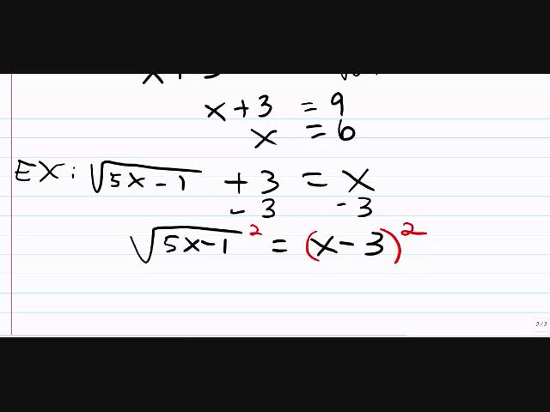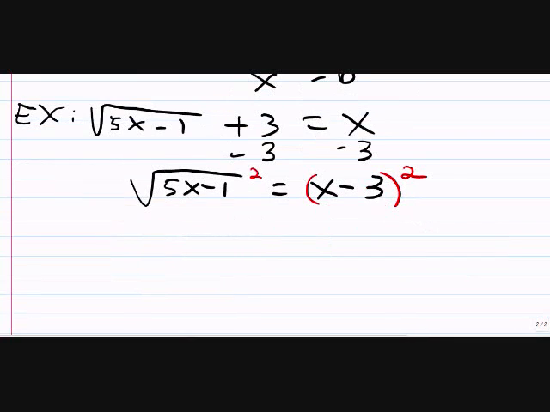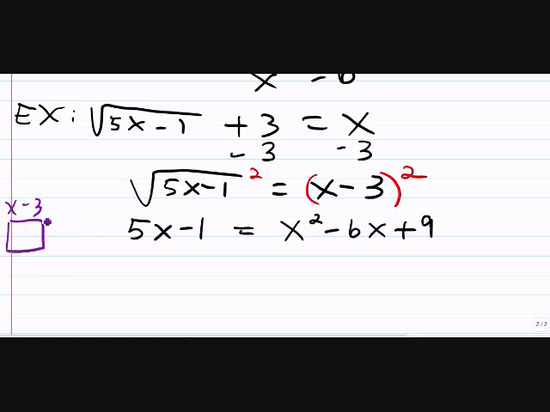And here's where it just gets slightly tricky. The square root of 5x minus 1 squared is indeed 5x minus 1. But x minus 3 squared is x squared minus 6x plus 9, if you remember the pattern. Or you can throw that in the box here. I'm having fun with colors today. X minus 3 times x minus 3. X squared, negative 3x, negative 3x, positive 9. I get that negative 6x in the middle.